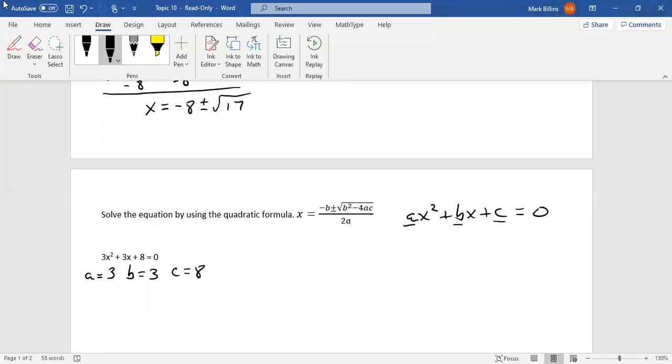So the first thing we do is the opposite of b. So since b is 3, the opposite would be negative 3. We have two solutions, plus or minus the square root of b squared. So when we square 3, we get 9. Minus 4 times a, which is 3, times c, which is 8, all over 2 times a, which is 3.